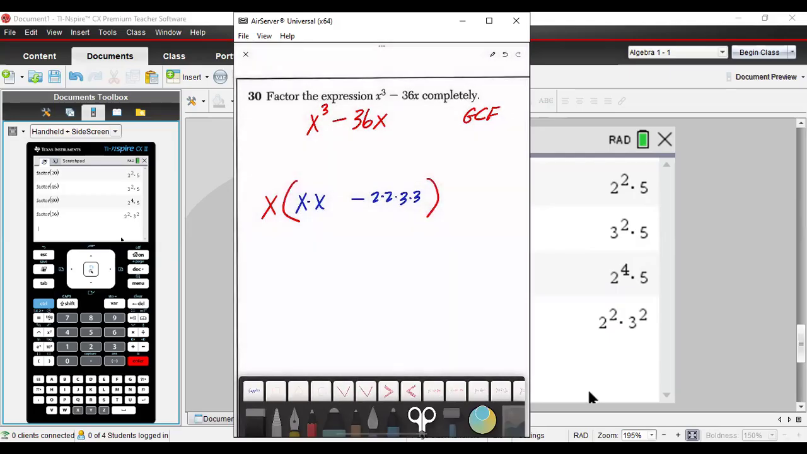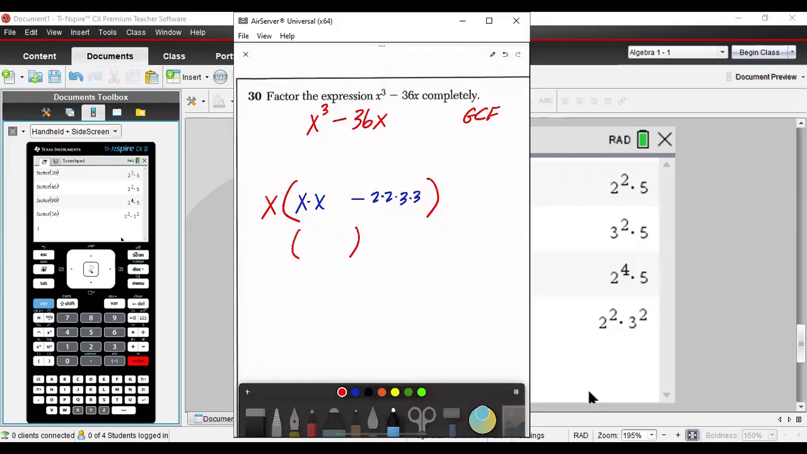Boom. Now, you should see this is the difference of perfect squares. There's 2 x's, there's 2 2's, there's 2 3's. So now, that means we're going to have this, bam, bam. We got an x out here. We're going to put one of the x's right here. The other x goes right here. Got a minus and a plus. One of the 2's goes here. One of the 2's goes here. One of the 3's goes over here. One of the 3's goes over here.